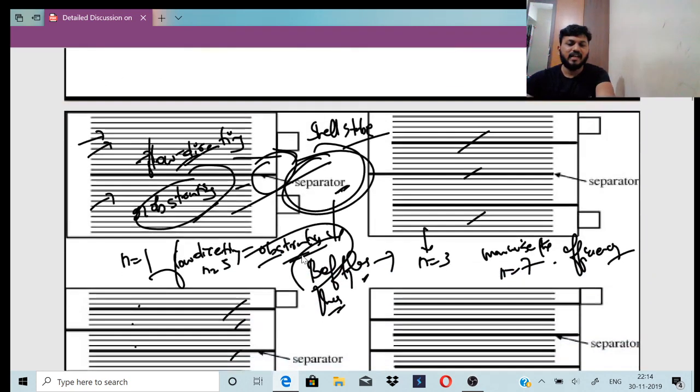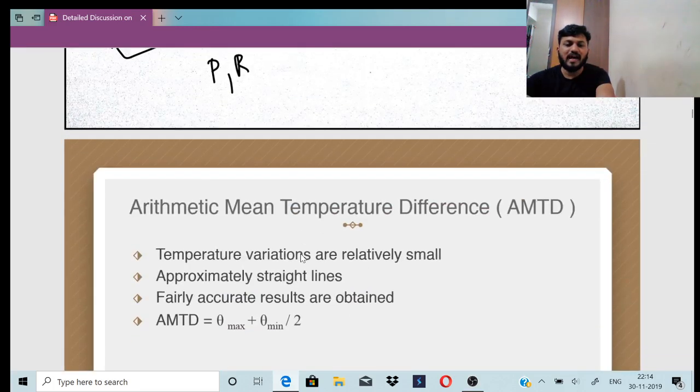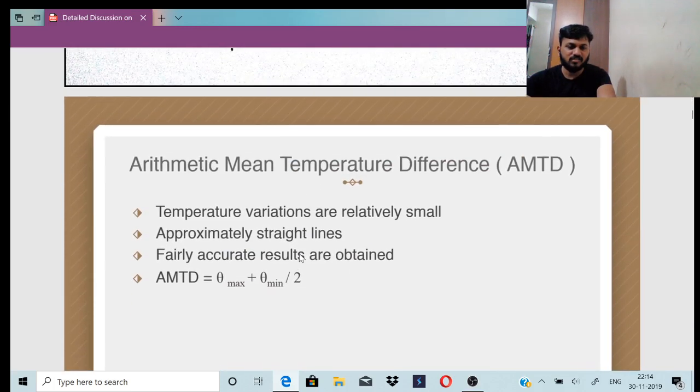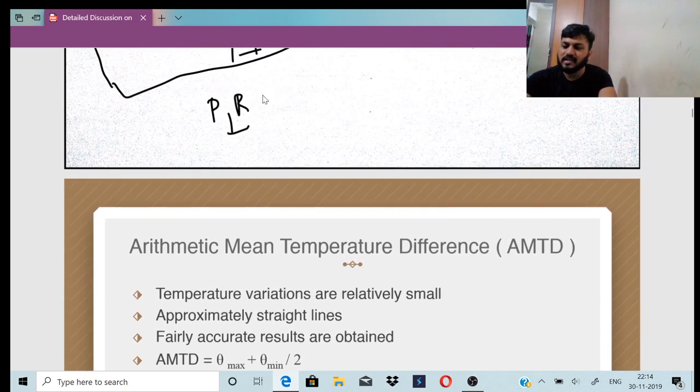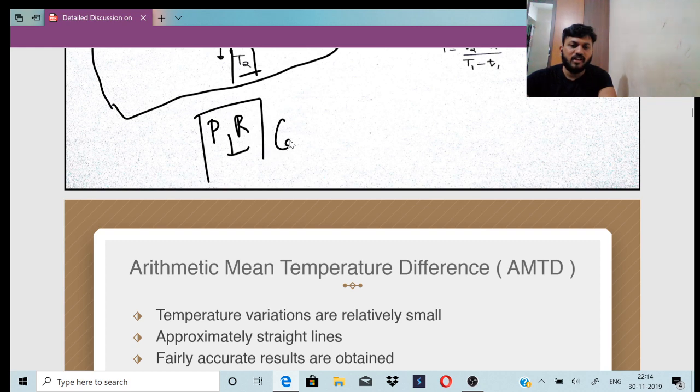So this was the AMTD, the arithmetic mean temperature difference. Okay, so basically what we saw now is the use of correction factor in cross flow and multipass heat exchangers.